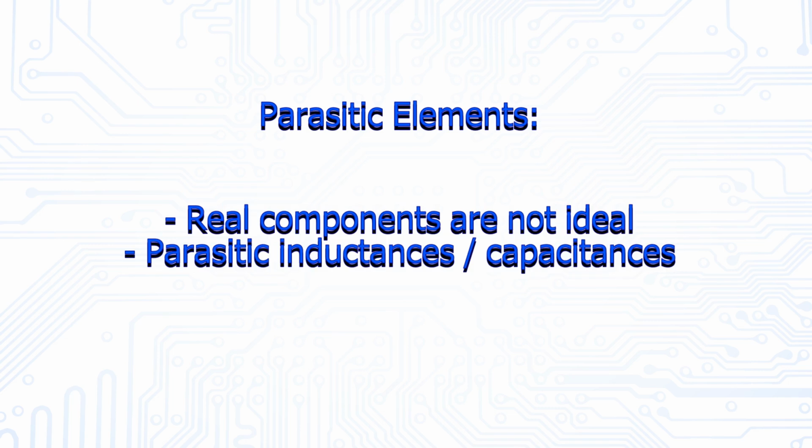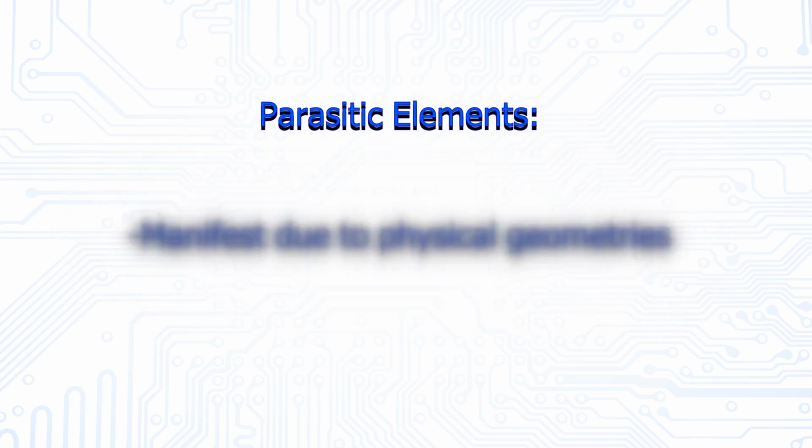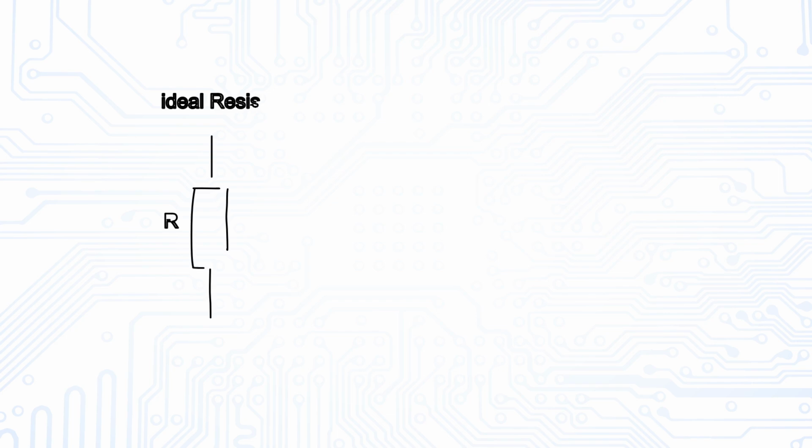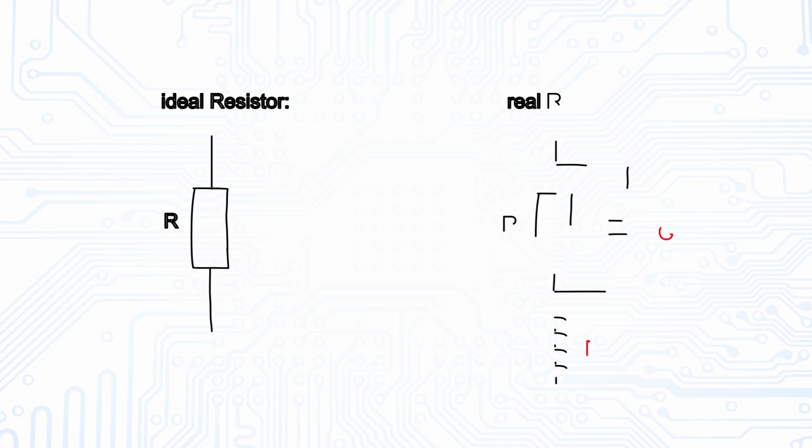Components in reality come with inherent parasitic inductances and capacitances, hence the term parasitic. These elements manifest due to the physical layout or connecting cables. For example, if we buy a resistor, there are parasitic inductances due to the connectors and parasitic capacitances between the connectors.